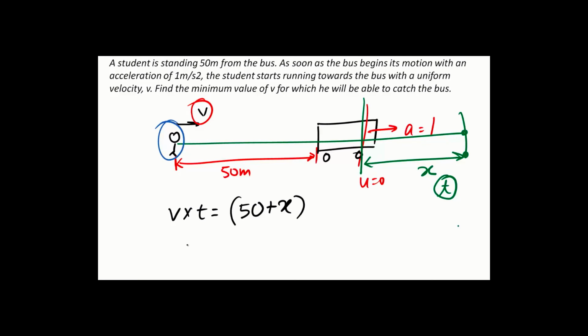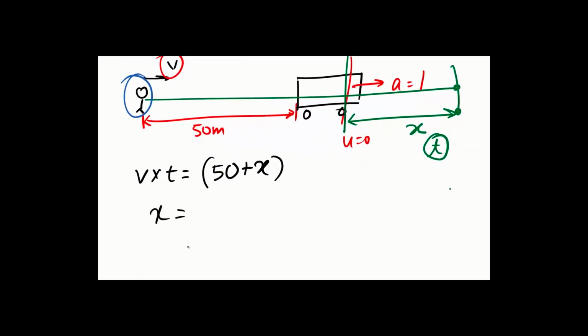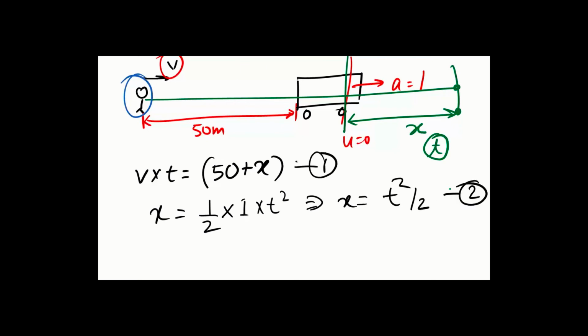Now for the bus, we can say that x is the amount it travels, but it is an accelerated motion, so we have to use ut plus half at square. u is 0, so it's just half at square, so half into a, which is 1, into t square. So this simply gives us x equals t square over 2. So that is our equation number 2. This was equation number 1.